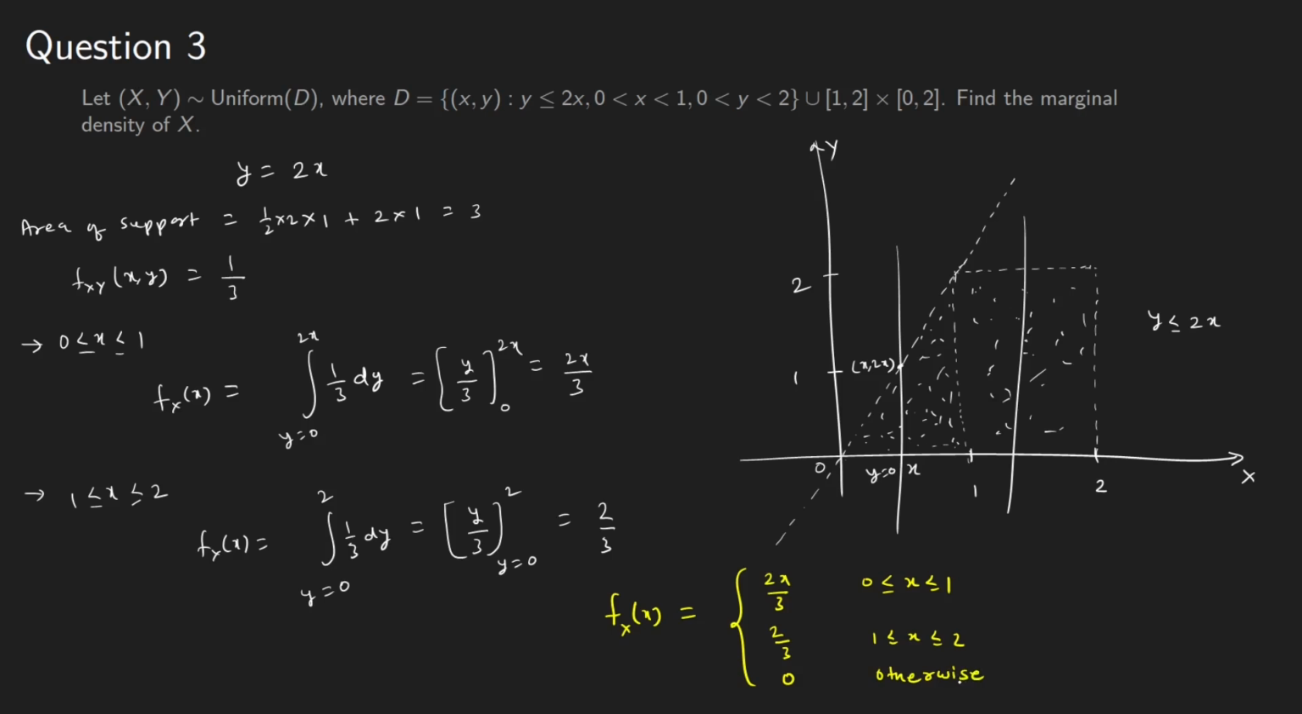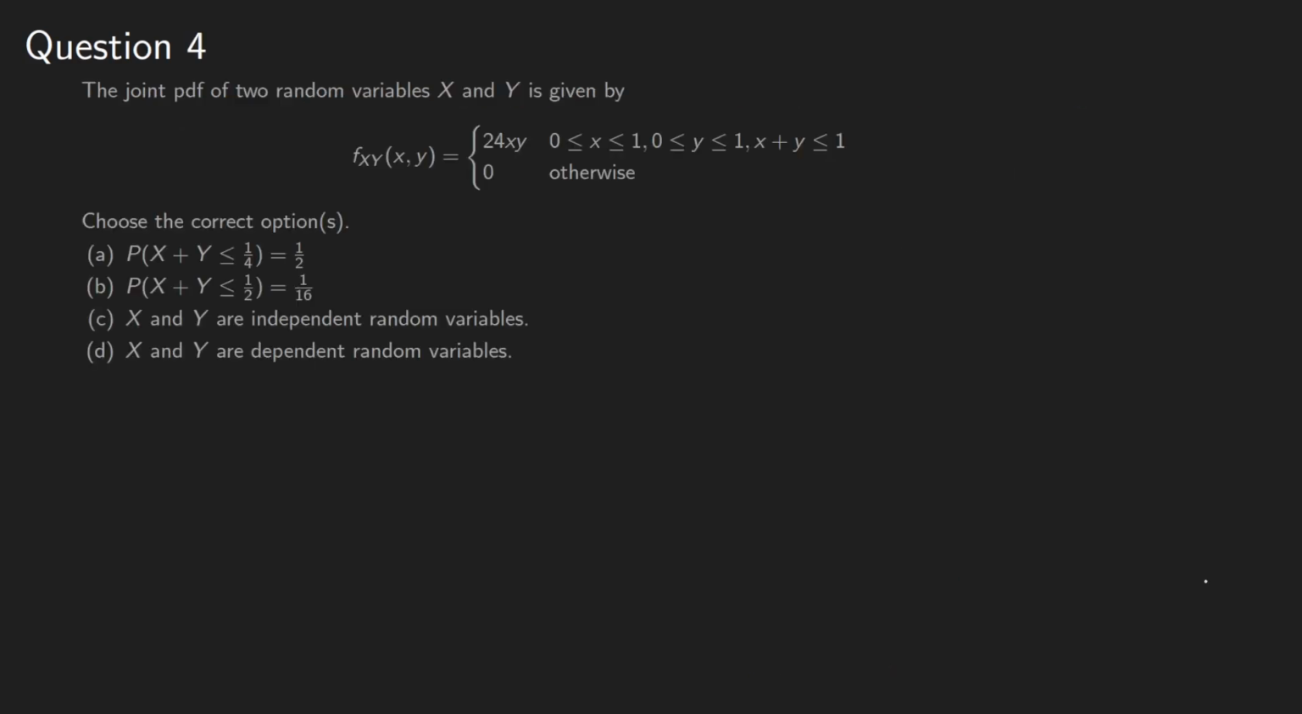In question number 4, we have been given the joint PDF of two random variables x and y. f_XY of x comma y is equal to 24xy when x is between 0 and 1 and y is between 0 and 1, and x plus y should be less than or equal to 1, and it is 0 otherwise. Then we have to check whether these are independent or dependent. So let's first graph this region, and then we will find the respective probabilities.